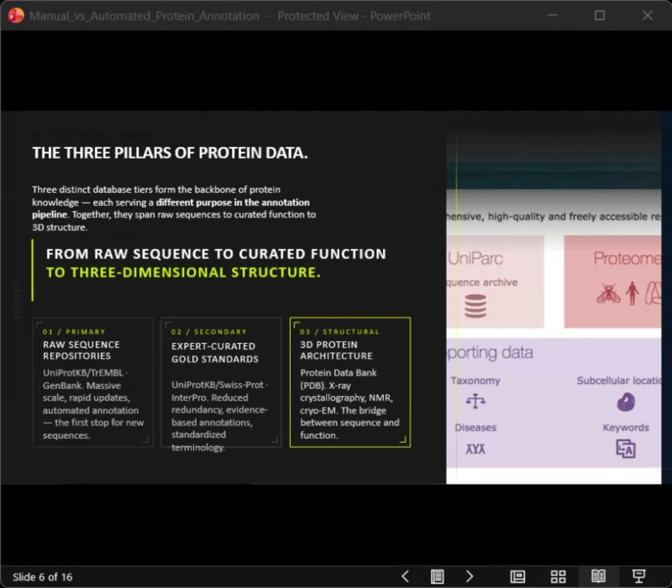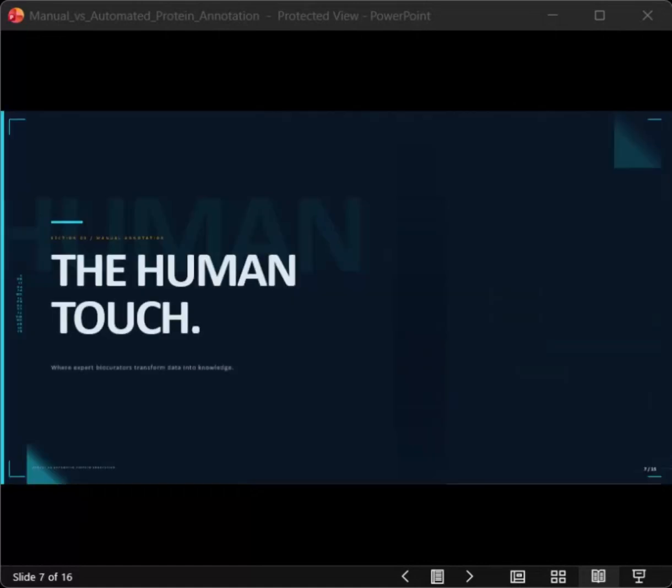There are three major categories of protein databases. The first is the primary databases like UniProt, TrEMBL, and GenBank, which store raw protein sequences. The second is databases like Swiss-Prot and InterPro, which provide expert-curated annotation. The third is structural databases like PDB, which contain three-dimensional protein structures important for functional prediction.